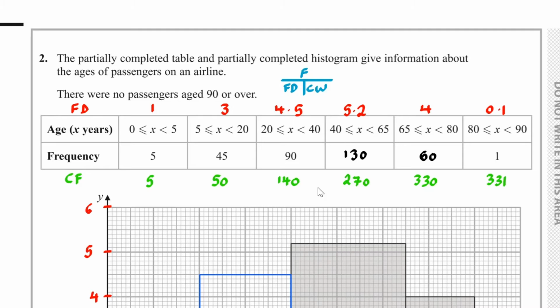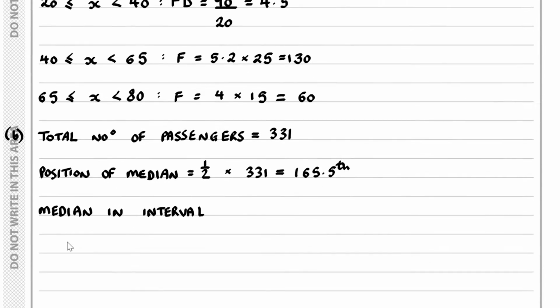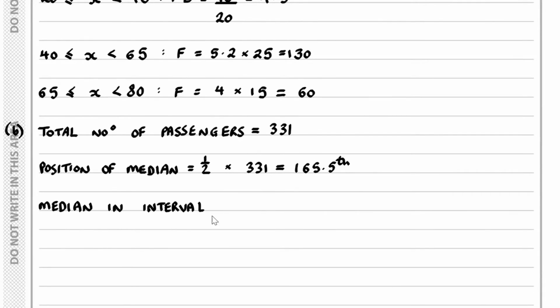Well, if I look over here, we've just got 165.5 for the position of the median. So the median will be in this interval over here. And so the position, the median is in the interval 40 to 65, as we see here.